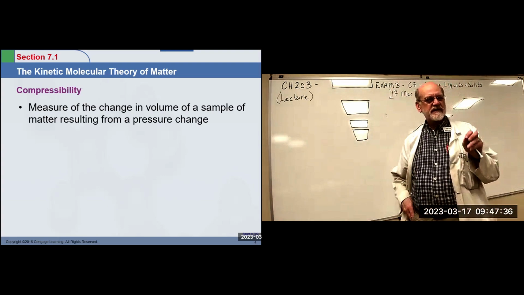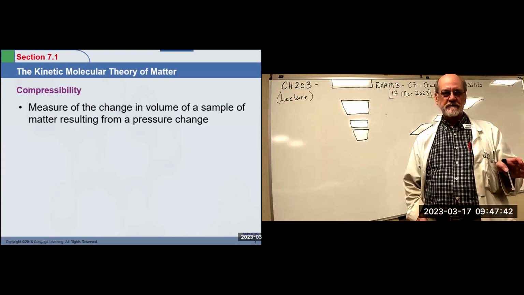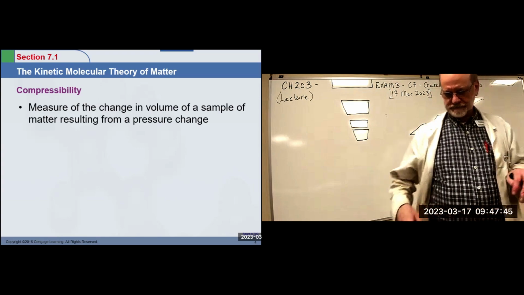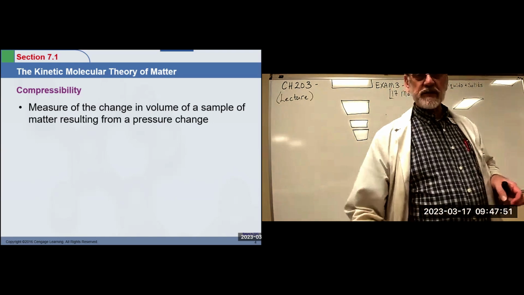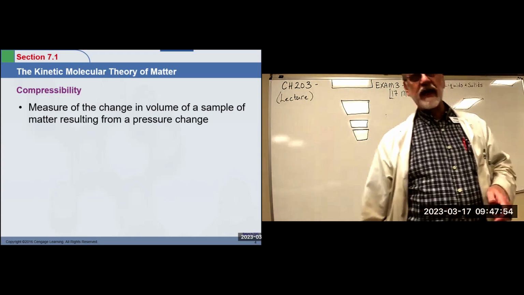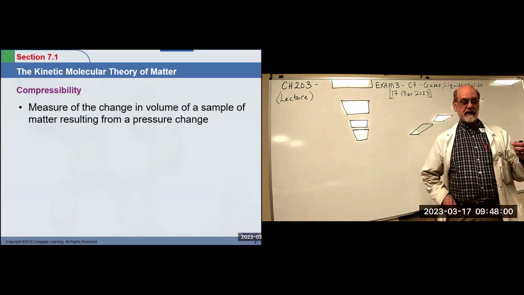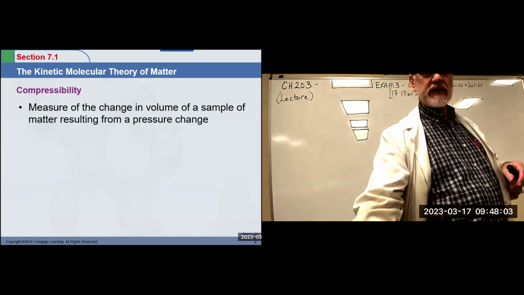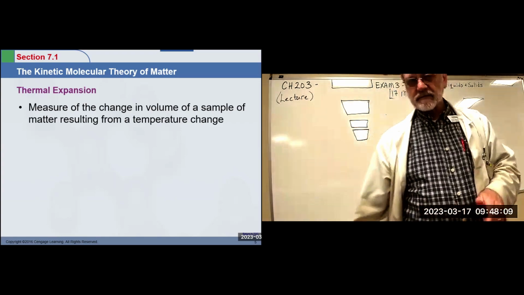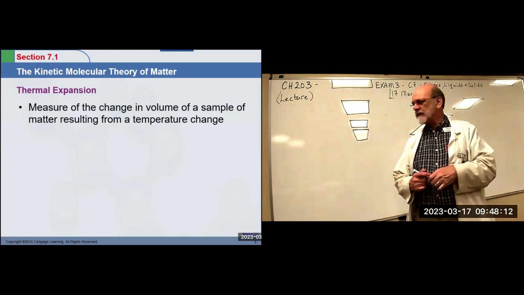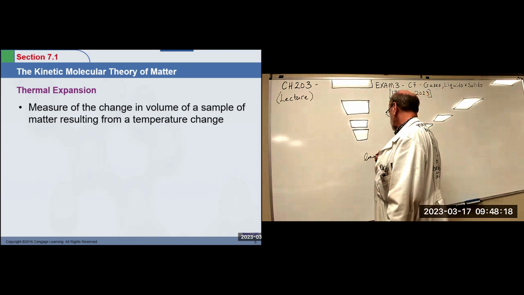So all compressibility says is that the volume changes under different pressures. And it can be quantified. We're going to do that, especially with gases. And with the lab that we have next week, we're going to quantify it in a special way, which we'll discuss later on. When we get to gas laws, I'll talk about that a little more. Now, thermal expansion can be expressed, especially for solids. It can be a linear expansion.